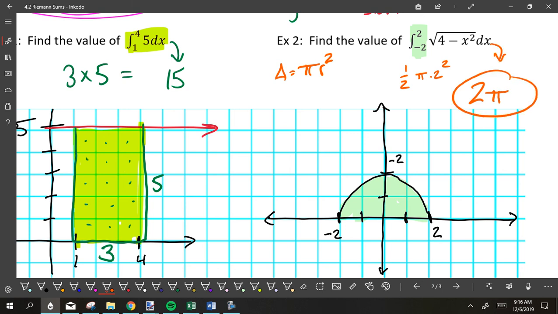Okay? 2 pi. That's like 6.28. We can't count the boxes here, but 1, 2, 3, 4, 5, 6 with some little extra. Oh yeah, it's probably close to 6.28. We're just finding an area under the curve. Everybody good so far? Flip it over.